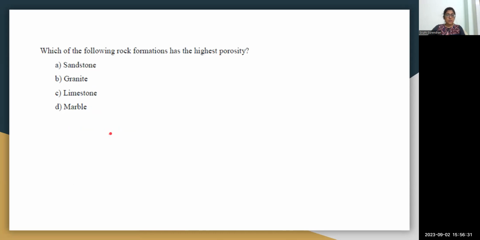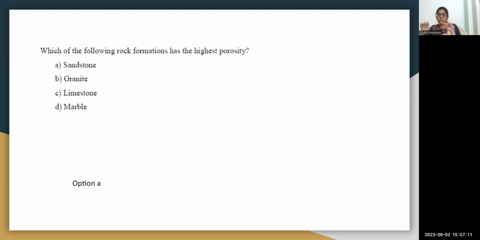Now, another question was, which of the following rock formations has the highest porosity? Sandstone and limestone are two sedimentary rocks, and granite is an igneous rock. Marble is a metamorphic rock. We know that sedimentary rocks are more porous when compared to igneous and metamorphic rocks, and form good aquifer materials. But since two options are sedimentary, which one has the highest porosity? It is sandstone.